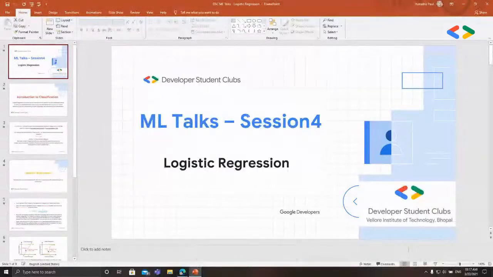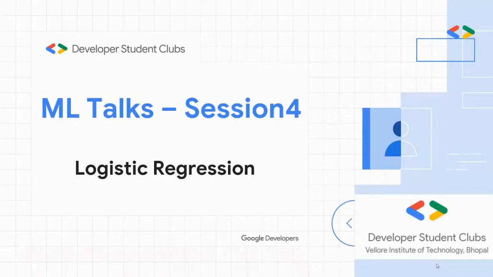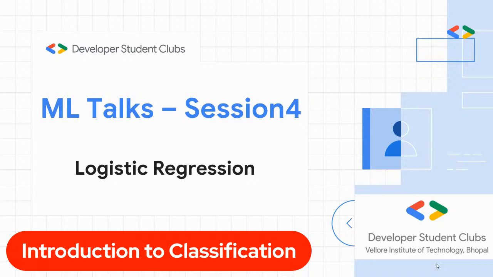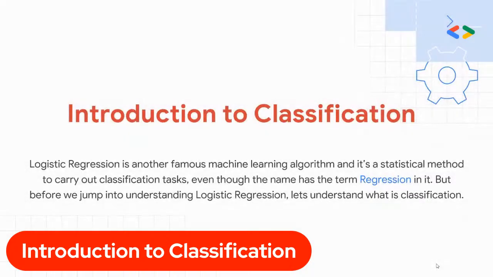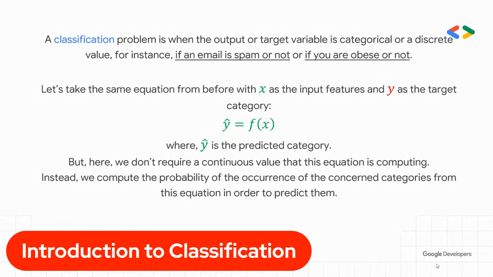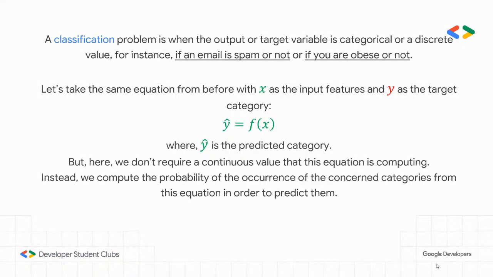So I'll get started with classification and, to be more specific, logistic regression. So before we get further ahead into logistic regression, let's understand what classification is and how it helps in machine learning. So classification is an important category of supervised learning problems where the output or the target variable, in contrast to regression, is a categorical or a discrete value.